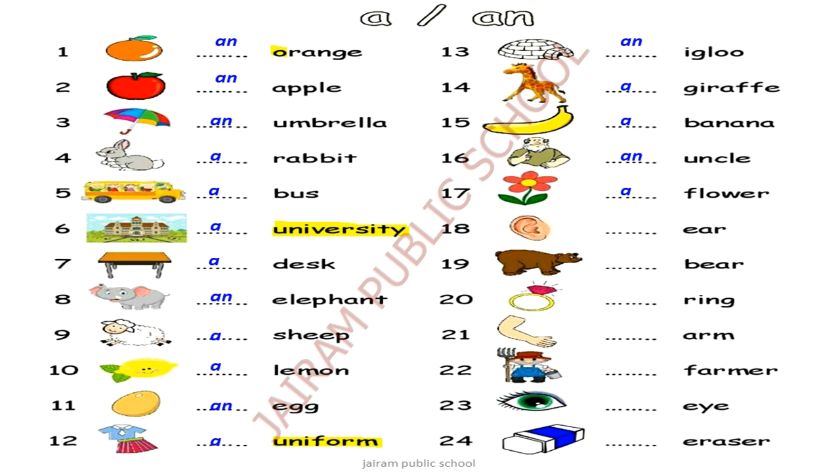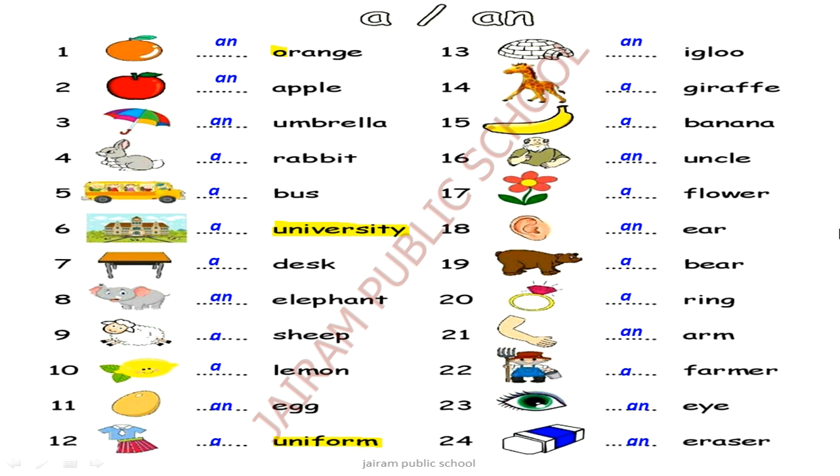Ear. E is a vowel sound. So an ear. Bear. B is a consonant sound. So a bear. Ring. R is a consonant sound. So a ring. Arm. A is a vowel sound. So an arm. Farmer. A farmer. An eye. Eraser. E is a vowel sound.